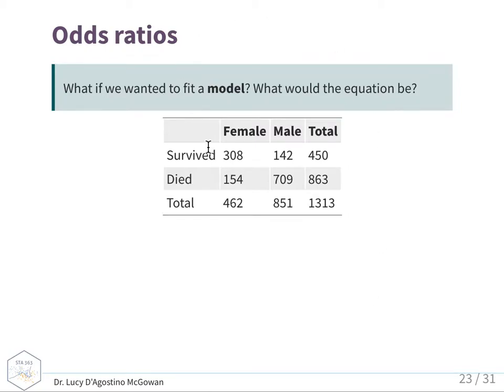So what if we wanted to fit a model? What would the equation be? In this case, it would be the log odds of survival. We'd fit that logistic regression model, and that's going to be beta 0 plus beta 1 times the sex of the individual.